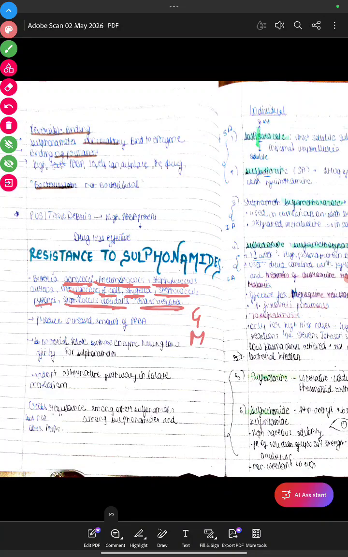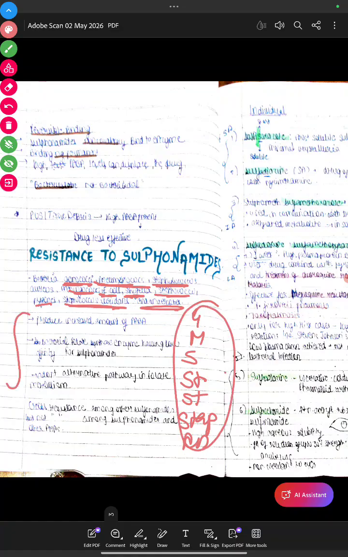Gonococci, meningococci, Shigella, Streptococcus viridans, Streptococcus pyogenes, Staphylococcus and anaerobes are resistant to sulfonamides. Why can they be resistant? These are the possible mechanisms. Either they can produce an increased amount of PABA, or the folate synthase enzyme can be less susceptible, having low affinity to sulfonamide. It means even if sulfonamide is present and the folate synthase enzyme is present, it will not have affinity.